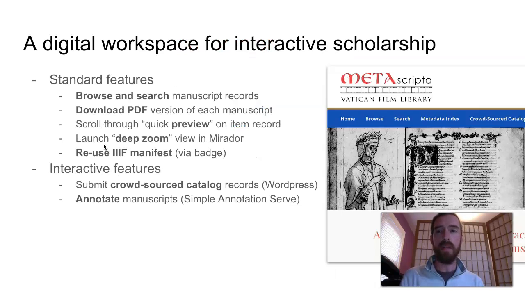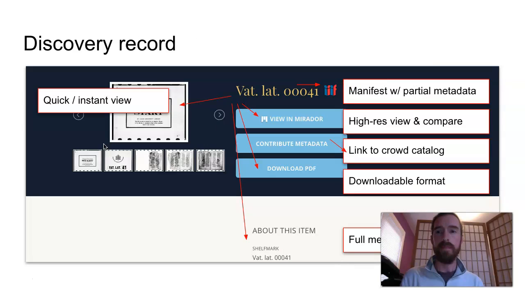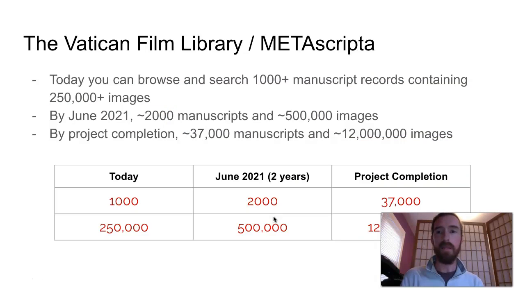The Metascripta project is a digital workspace for interactive scholarship on Vatican manuscripts that includes standard features like browse and search, downloading PDFs, previewing images, launching a deep zoom, and reusing the IIIF manifest. This takes the shape of an item record. For each manuscript, you can access the manuscript, the manifest, the Mirador viewer, other features, a PDF version, browsing the item before launching Mirador, and viewing the full metadata.